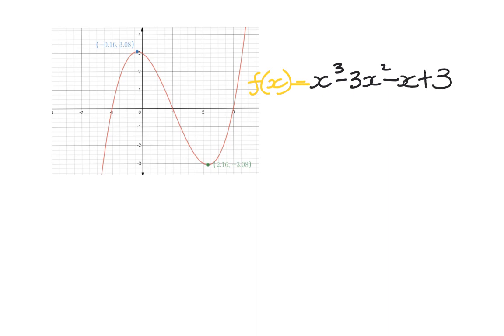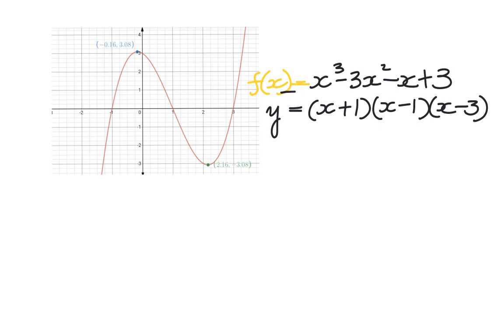I can also write this function as y equals (x + 1)(x - 1)(x - 3), because the x-intercepts are given and the coefficient of x cubed is 1. So this is the given cubic function.